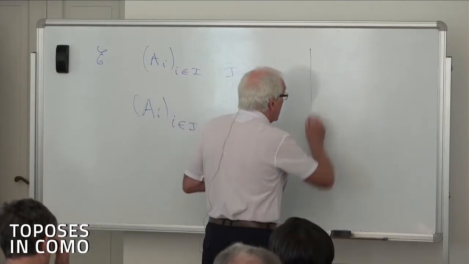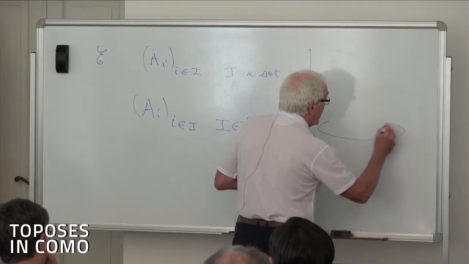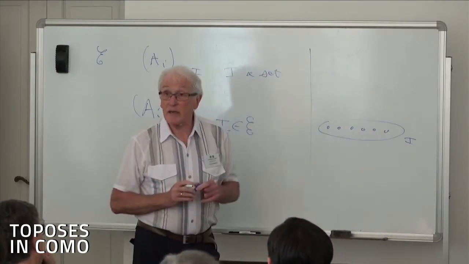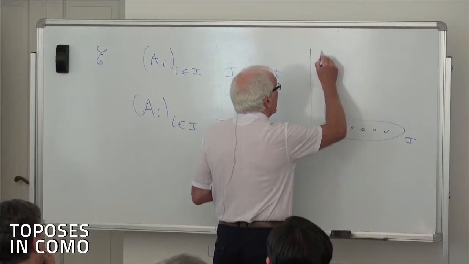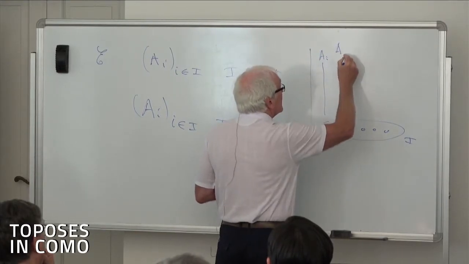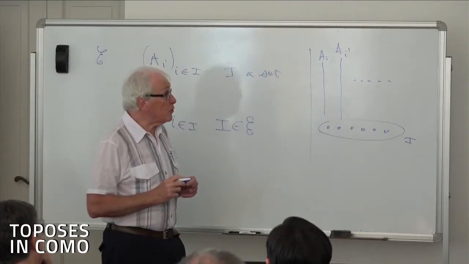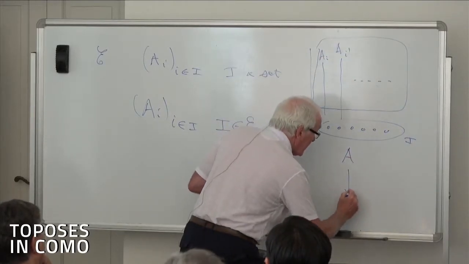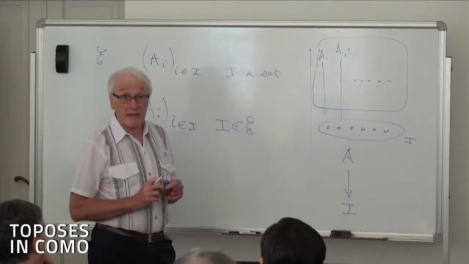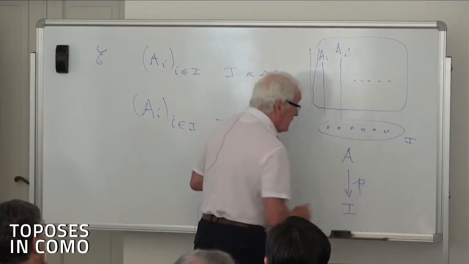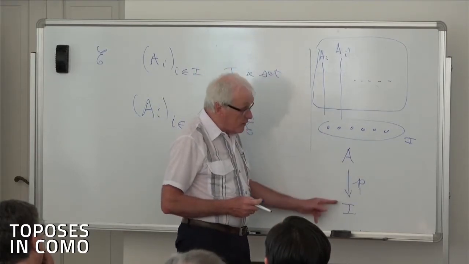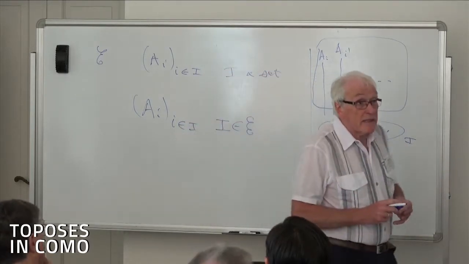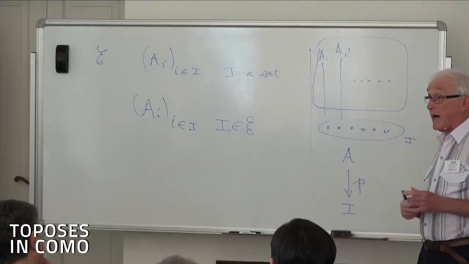In the category of sets, what are you doing? Okay, you have a set I with a lot of points. You take a family of sets A_i, so you have A_i, A_i', and so on. And so you can view this as a big set, as a mapping in the category of sets, where A_i is the inverse image of the element i. So here is an indexed family of sets, a family of sets indexed by I.